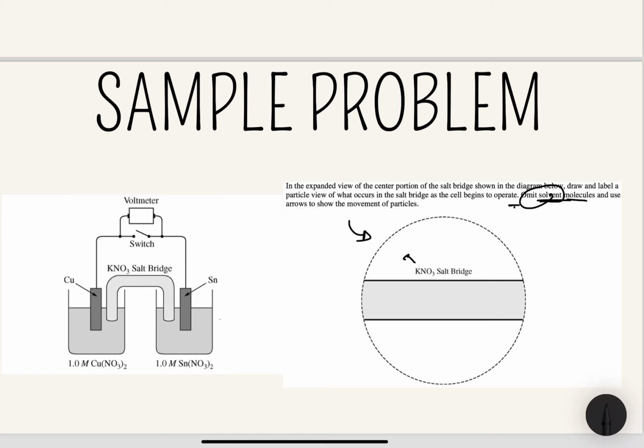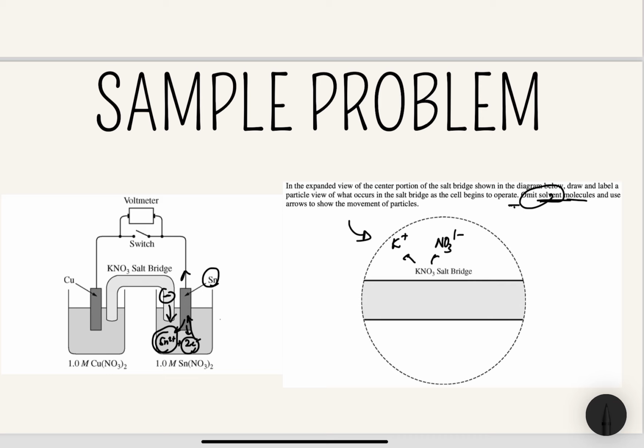Just remember that potassium nitrate is made of these ions: potassium, which is positive, that's K+, and nitrate, which is negative, that's NO3 1-. So we have to think about what I said before: if this is my anode, it's breaking down into Sn2+ and 2 electrons, and these electrons are going to flow through this galvanic cell. If the electrons are leaving this anode side, I'm going to have a lot of positive charge built up here. So what I want to do is push negative ions towards the anode.